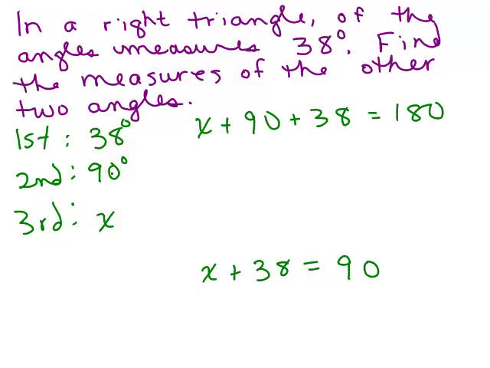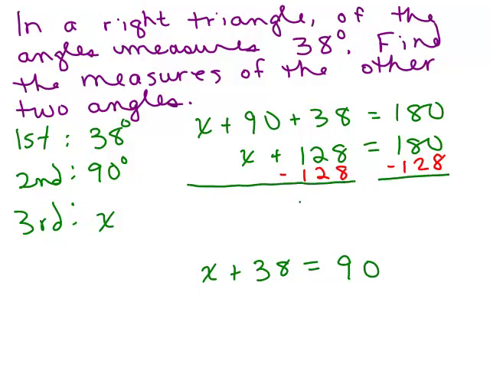And then, of course, it says find the measure of the other 2. Well, one of them is 90. That's a given since it's a right triangle. So what does this give us? x plus 128 equals 180. We'll just subtract 128 from both sides. And that would give us x equals 52. That would end up being 52 degrees, right? And this one, we just subtract 38.